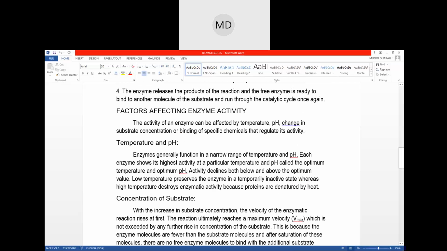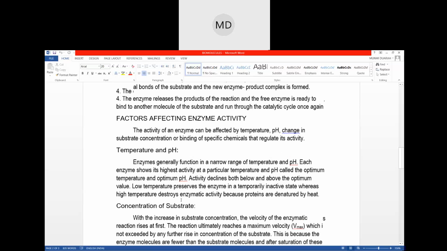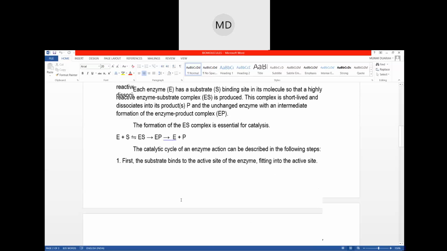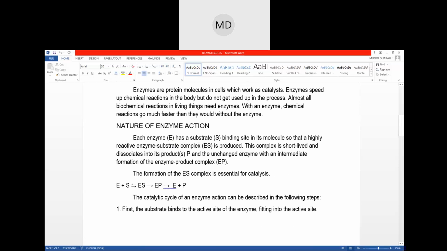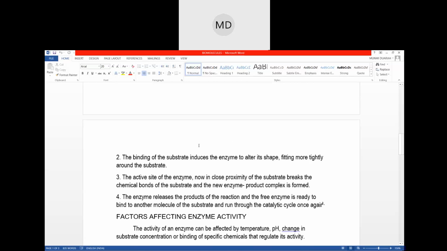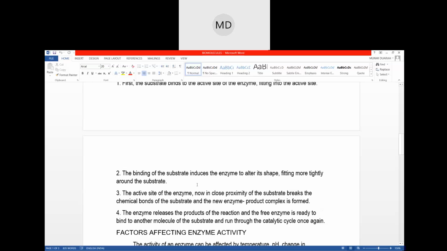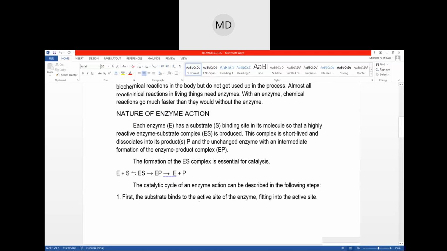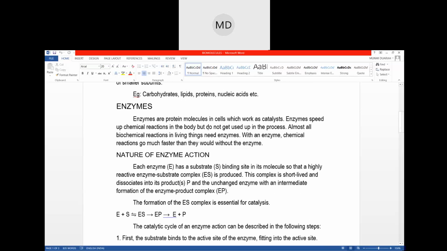And if it is asked just to name the factors of enzyme activity, you have to name temperature and pH, then second, concentration of substrate. First is temperature and pH, second is concentration of substrate. This portion, nature of enzyme, just give a reading. No need to learn all this by heart. This is the definition.